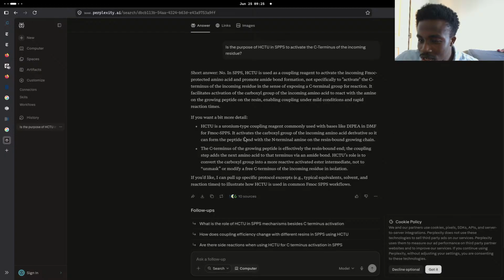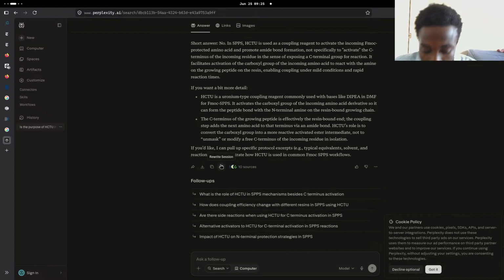Oh, you know what it also does? It activates the carboxyl group of the incoming amino acid. So the C-terminus. So it can form the peptide bond with the N-terminal on the resin. Yeah, that's what I'm asking.